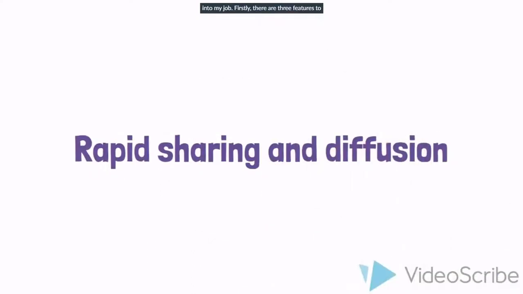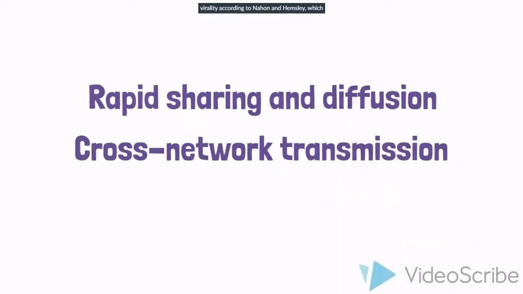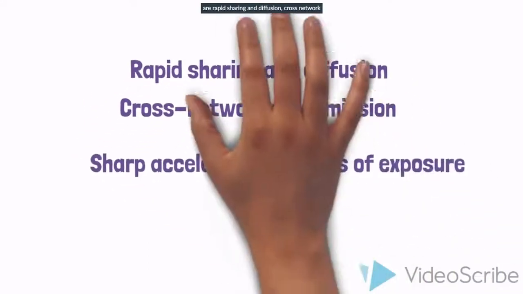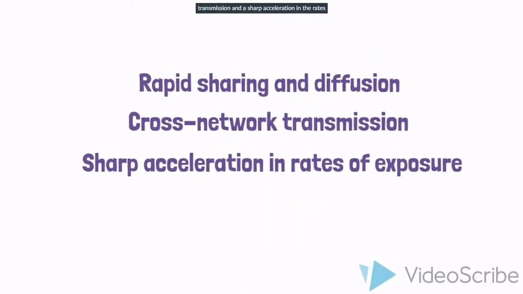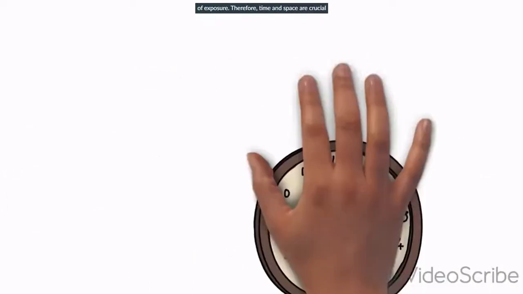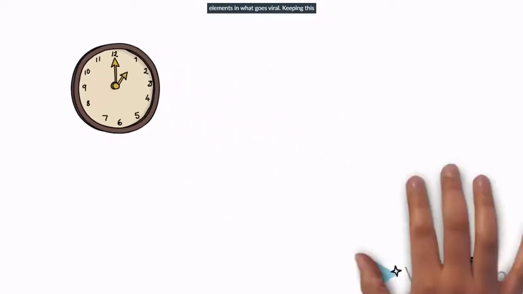Firstly, there are three features to virality, according to Nahon and Hemsley, which are rapid sharing and diffusion, cross-network transmission, and a sharp acceleration in the rates of exposure. Therefore, time and space are crucial elements in what goes viral.